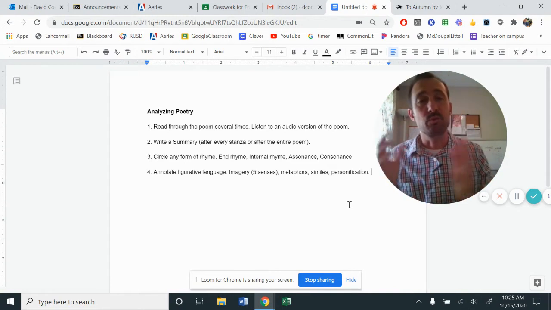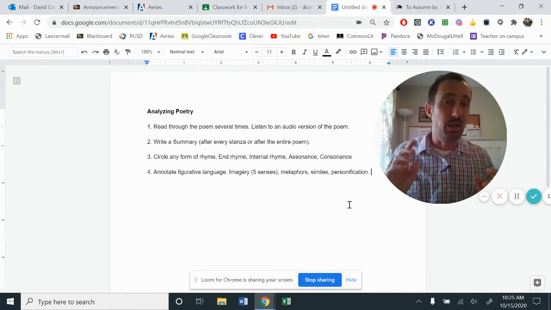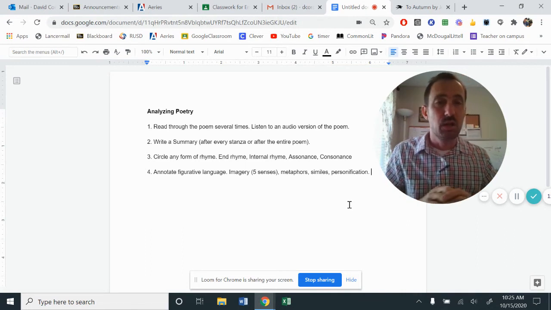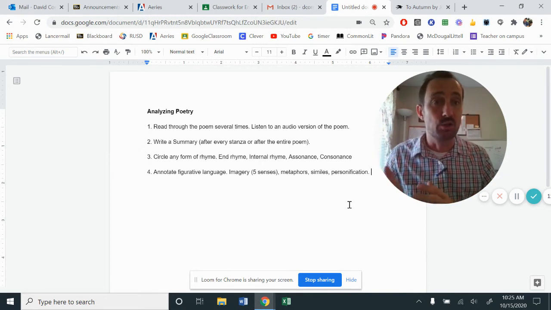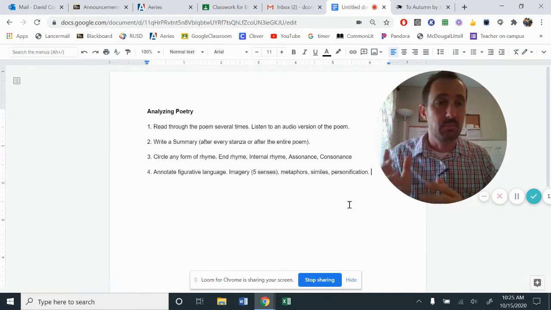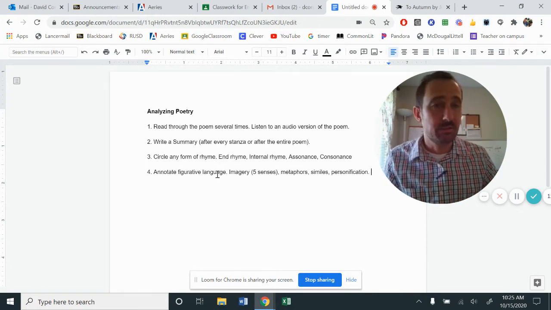Using those terms. So if you remember back to Lord of the Flies, we had talked about the fire having personification, where it scurried like a squirrel and gnawed up the tree. Those are human-like traits that are given to a non-human object. Okay. So annotate the figurative language.